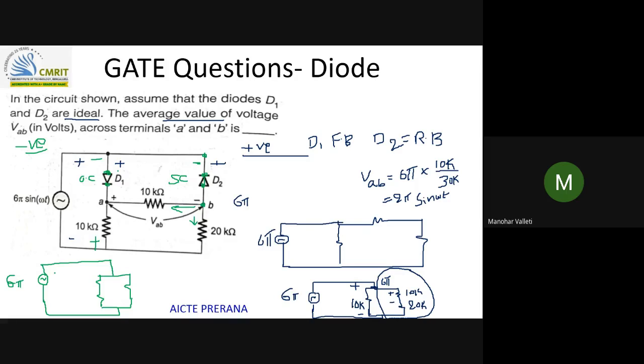This is 6 pi, but the polarities are minus plus. This is 20K, 10K, 10K. You want VAB here, based on these polarities.